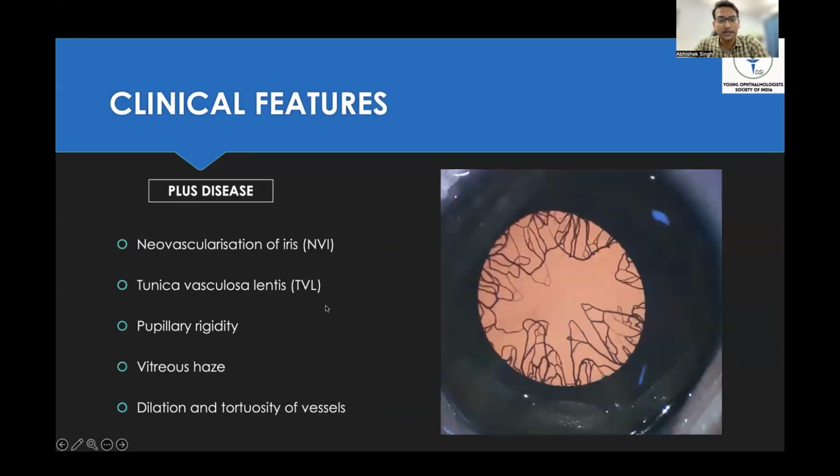If we look at the clinical features, right from the anterior segment, to see the features of plus disease you just need a 20D lens and an indirect ophthalmoscope to focus on the iris and see the iris engorgement of vessels or the neovascularization of the iris. You could also appreciate the tunica vasculosa lentis, as shown in the image. There could be pupillary rigidity, that is, the pupil won't dilate even after multiple instillations of dilating drops.